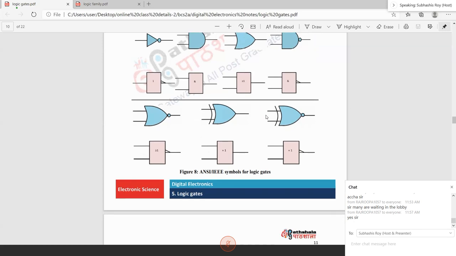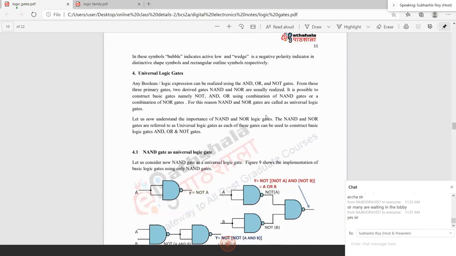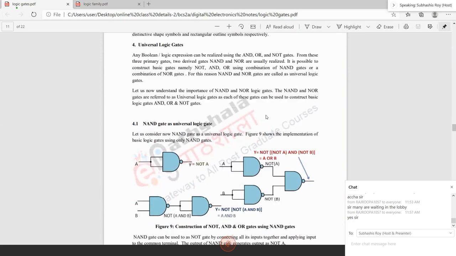Okay, going to the next part. Next we'll see the universal gates. We already know that universal gates are the gates which are used to design other gates. Using a NAND gate, you can design any of the gates, so that's why NAND is a universal gate. And using a NOR gate, you can also design any of the gates.